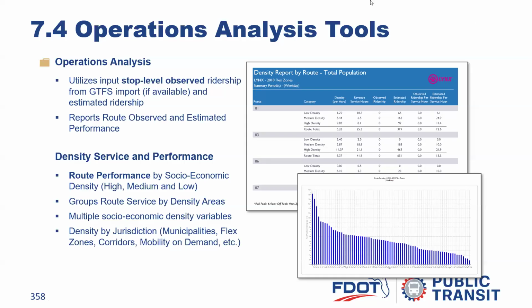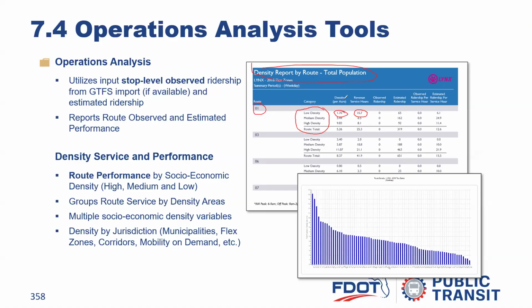So in the example, you can see we have a density report by route, total population. So route 1, it categorizes in this case, population, low density, high, and medium, and the route total. So in our low density category of 1.7, we have 10.7 revenue service hours. If we had observed ridership in this particular report, it would show it here. We have estimated ridership and ridership per service hour.